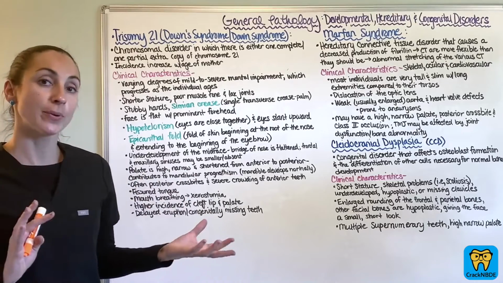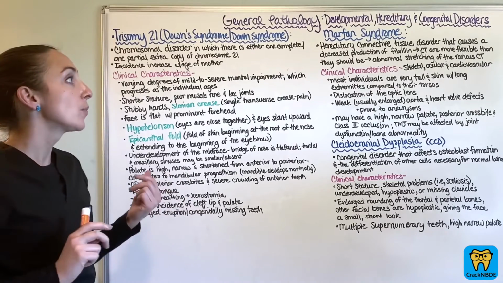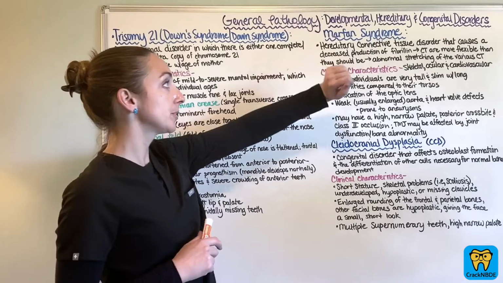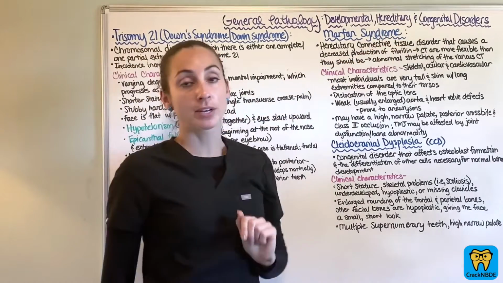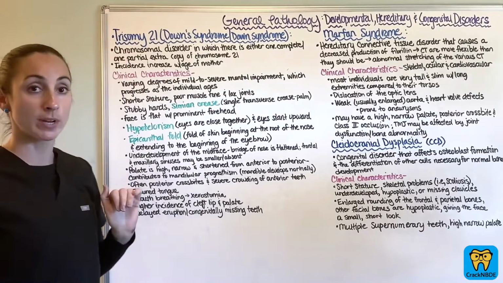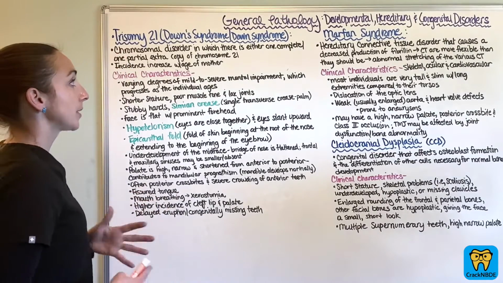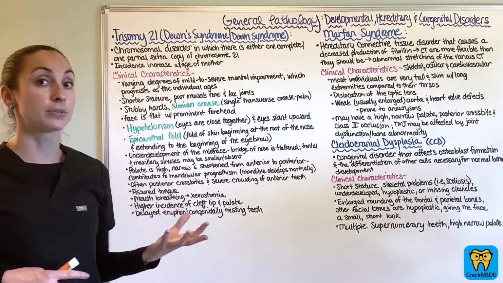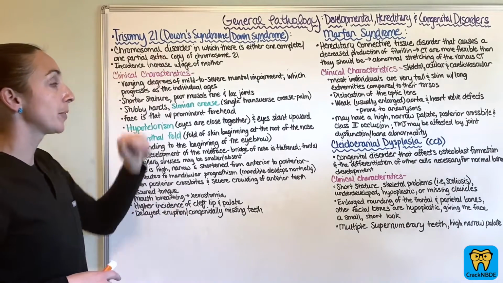We are moving through our general pathology section. We are going to now discuss developmental, hereditary, and congenital disorders. Okay, so first off, we have our trisomy 21. So this is going to be Down syndrome. So make sure you're familiar with this.